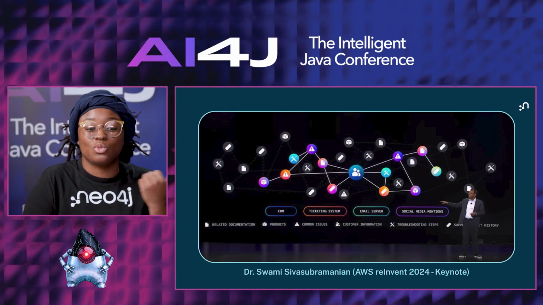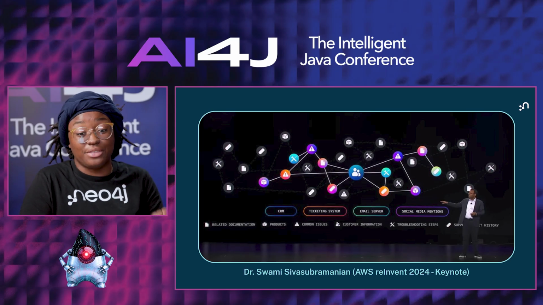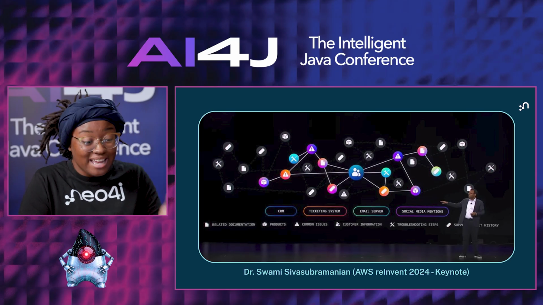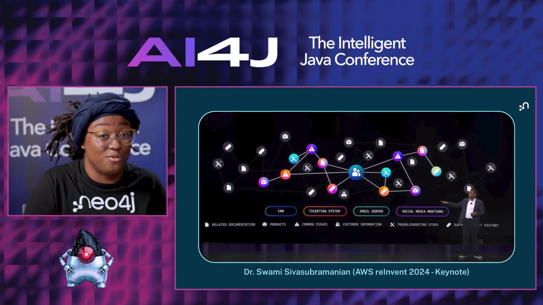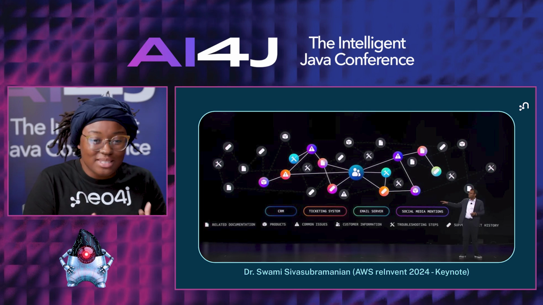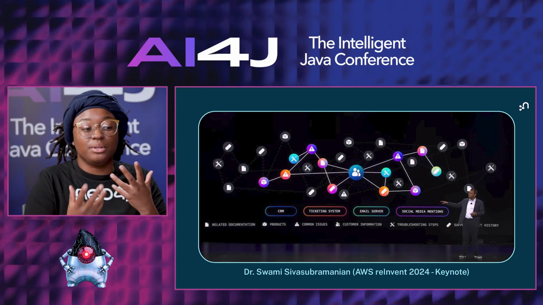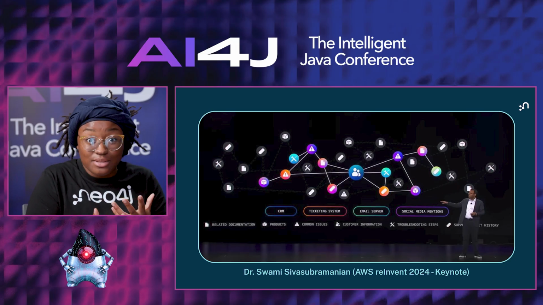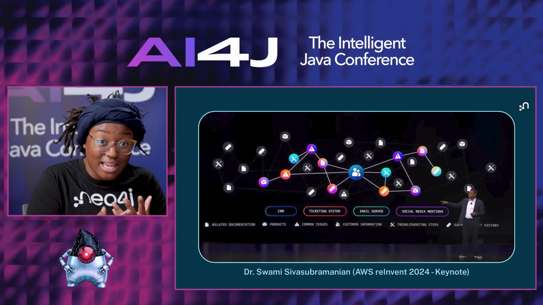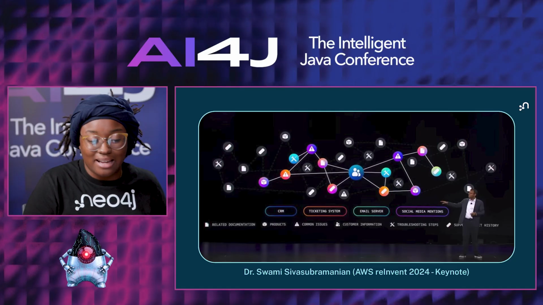And that's also why Swami has called out the importance of graphs in AI at re:Invent. And this was the 2024 keynote, right? So obviously, knowledge graphs are a vital part of the AI stack, and a vital part of building out agents that allows them to work cohesively together and stop acting like a swarm.